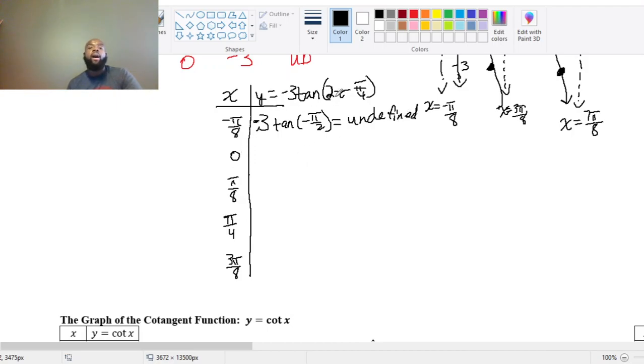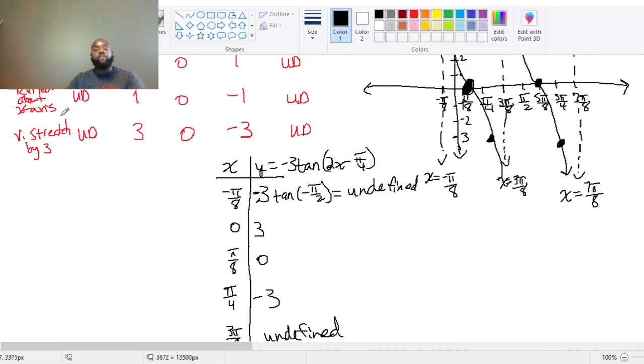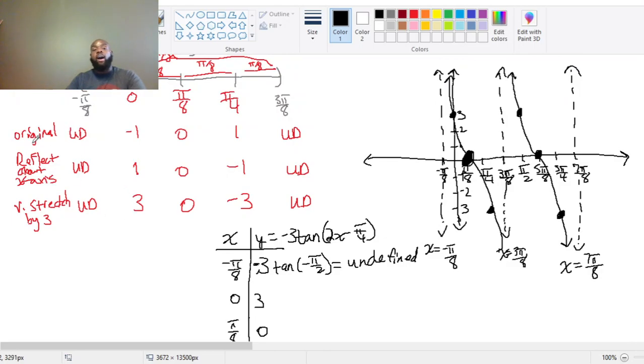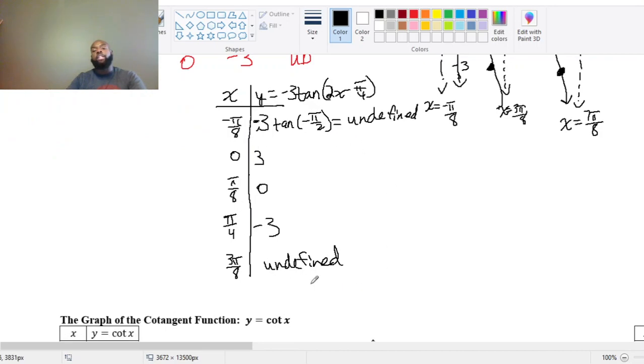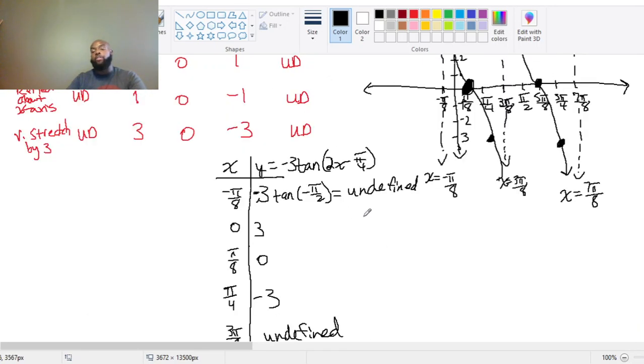Let's do one more so that we can see that we actually get the 3. Let's plug in 0 for x. This is going to be tangent of 0 minus pi over 4, which is negative pi over 4. The tangent of negative pi over 4 is -1, and a -1 times a -3 is a +3. All right. This one's going to be 0, this one's going to be -3, and this one's going to be undefined. And so if you don't want to rely on your stretches and compressions and your reflections vertically, then you can create a table of values and you'll get the same values from that process.